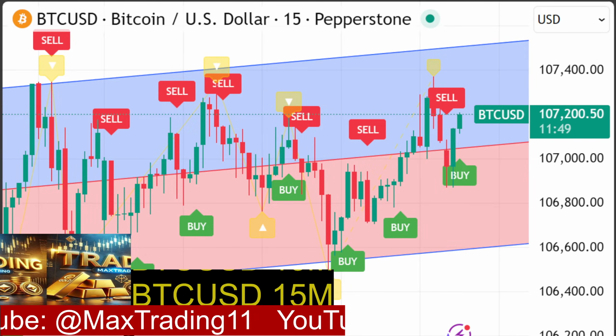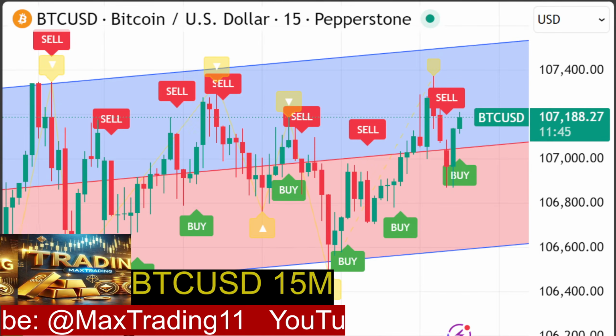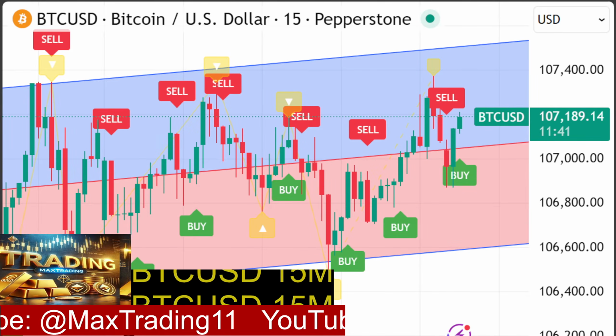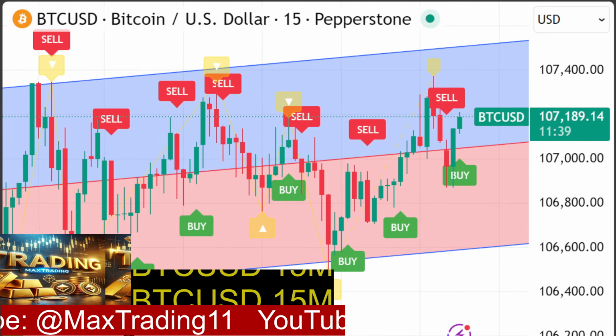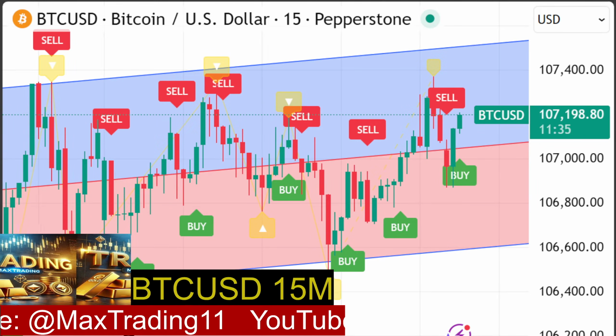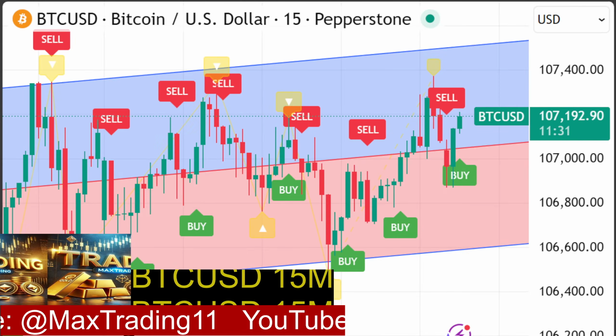Candlestick patterns. Each candle tells a story. From pin bars and engulfing patterns to dojis and inside bars, the analysis decodes the emotional battle between buyers and sellers.